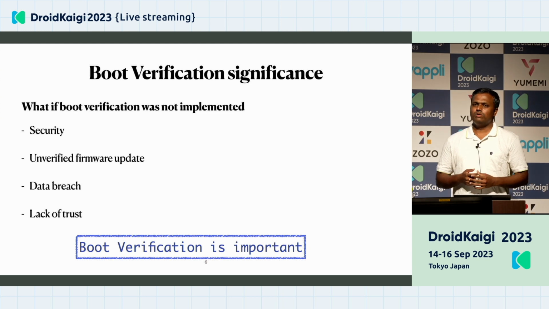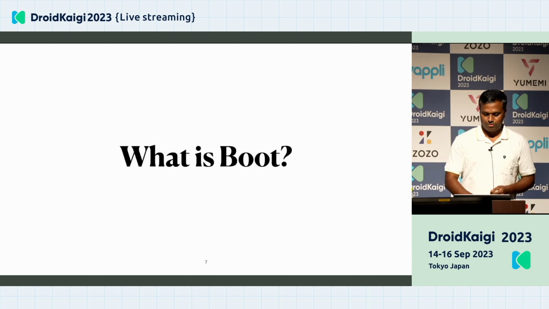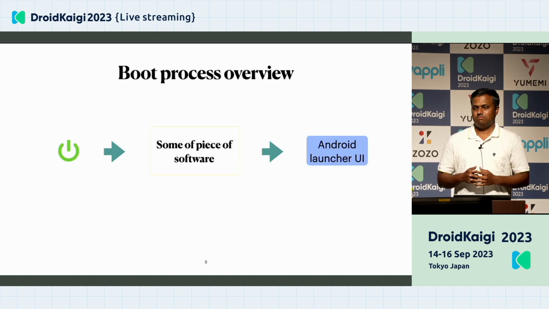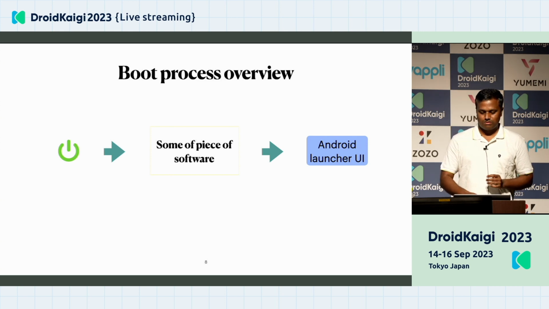So when we talk about boot verification, two terms come up: what is a boot, and how the verification is done. First we'll see what a boot is. When we turn on the device, the device doesn't know what to do, so it loads some piece of software stored at a pre-known location, and that piece of software later loads the next piece of software, which loads the next piece of software, and at the end you will see the Android launcher UI. So we need to ensure that all these pieces of software in between don't have any security issues or are not compromised.